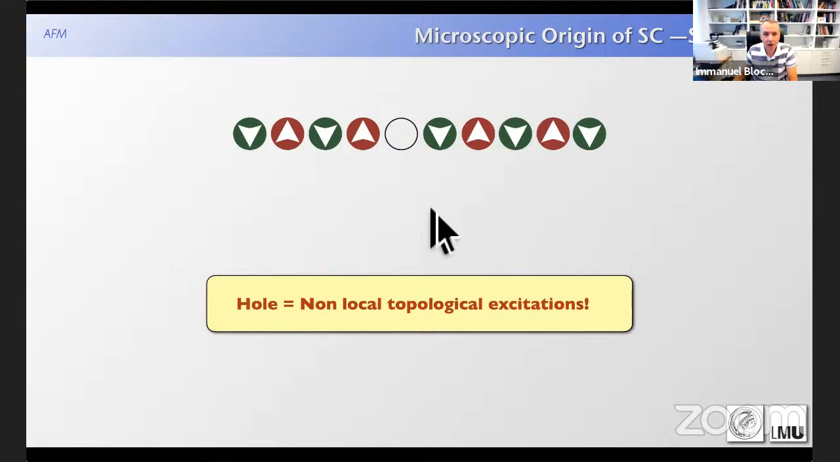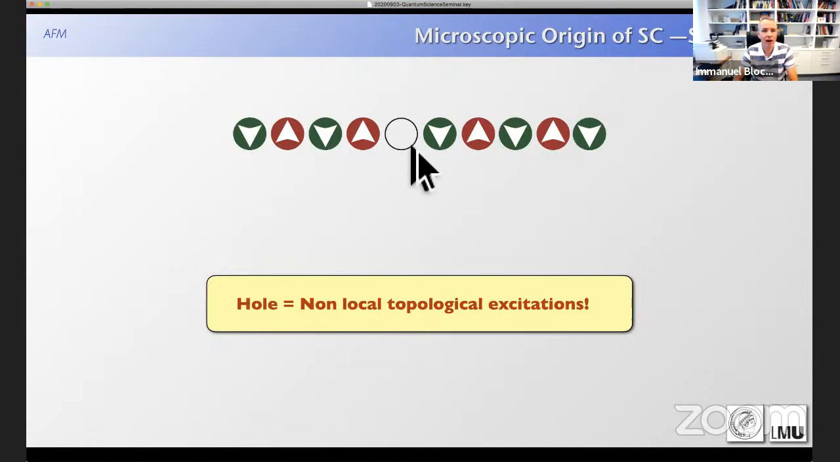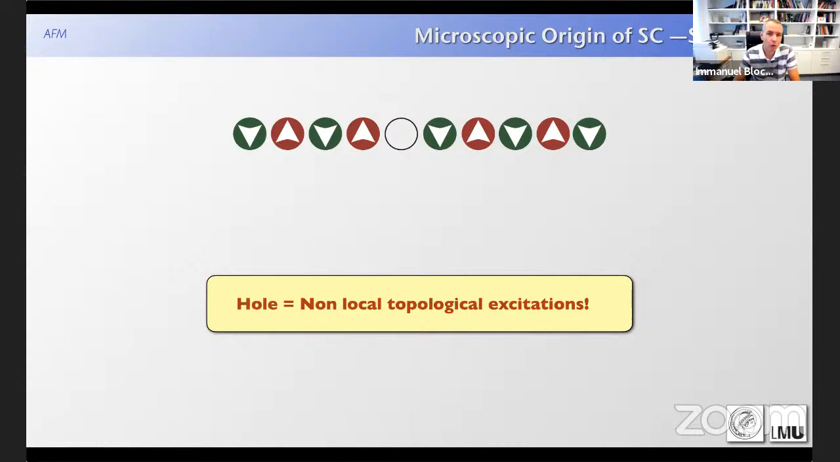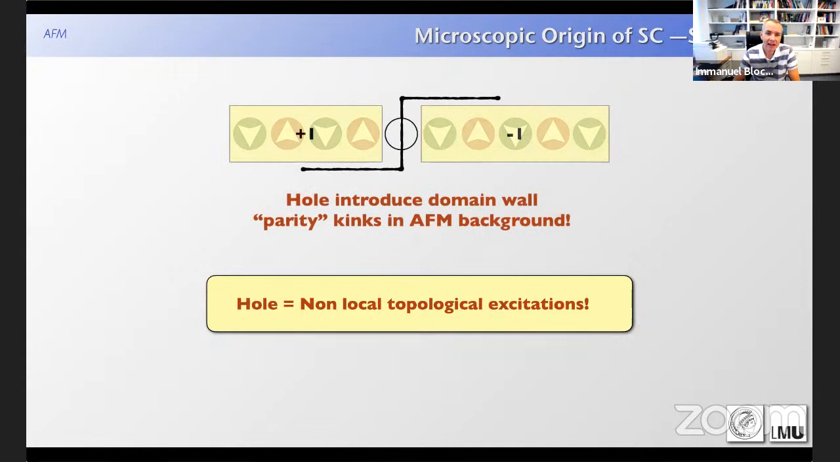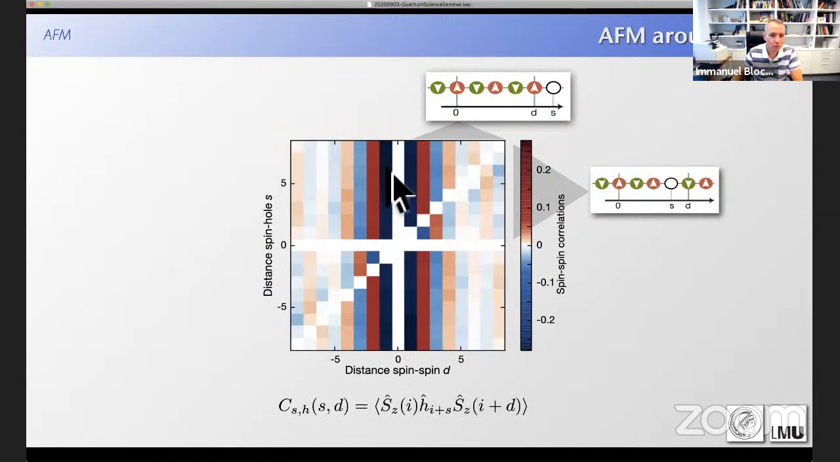So usually when we insert holes into a higher dimensional system, it only has a very local effect of changing the properties of the system. But in the 1D system, even far away, you sense this hole like this domain wall that appears in the system. So you can say that this single hole is basically like a parity kink in this antiferromagnetic background that you have. And we can measure that. So again, let me walk you slowly through that graph, the experimental signal.